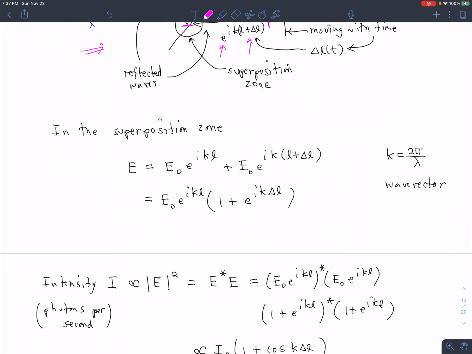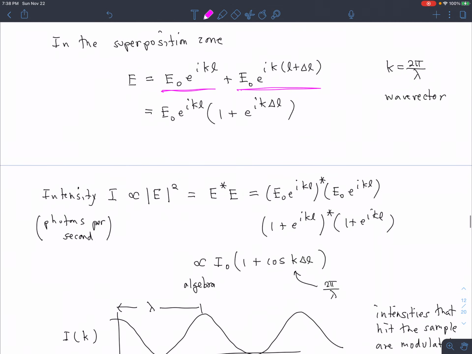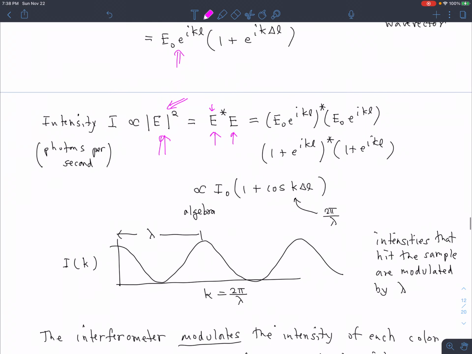And here's the math of that. Here's one wave. Here's the other wave with its different phase. The intensity is proportional to the complex square of that. So these are complex waves, which is convenient mathematically, which is, yeah, E star times E, so complex conjugate of E times E. And you do out the algebra, and you get that the intensity depends on, this K is called the wave vector.